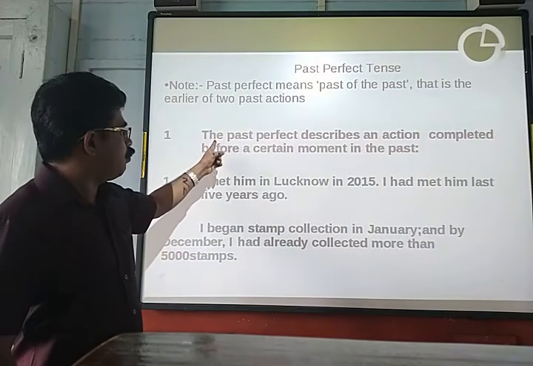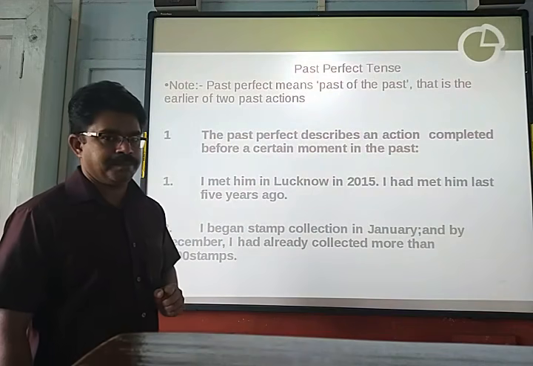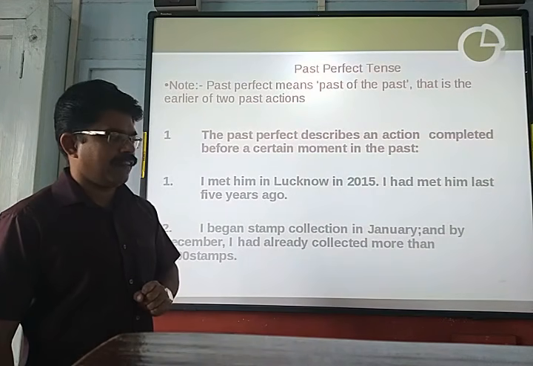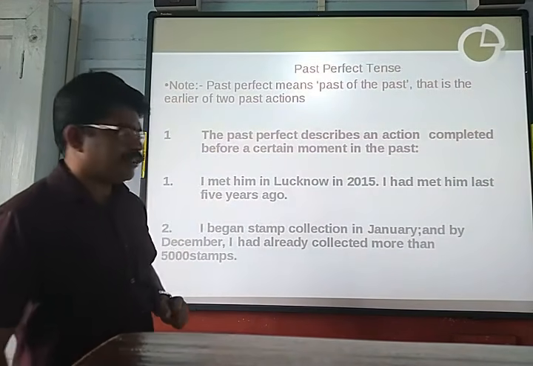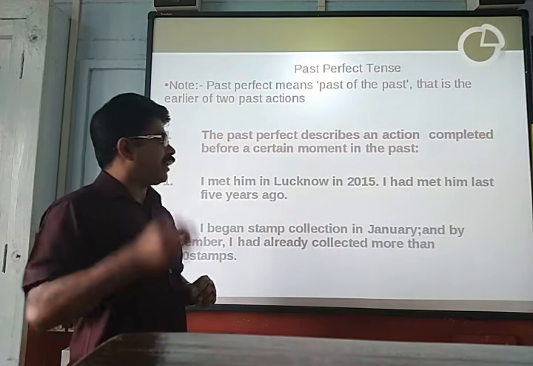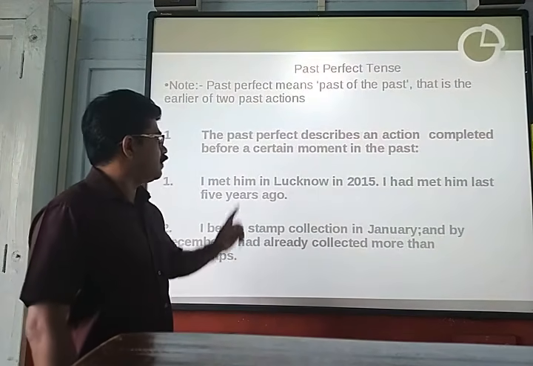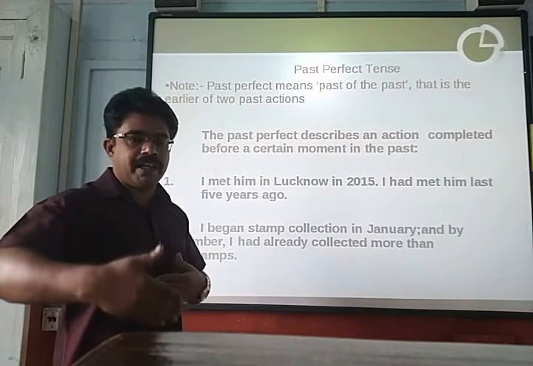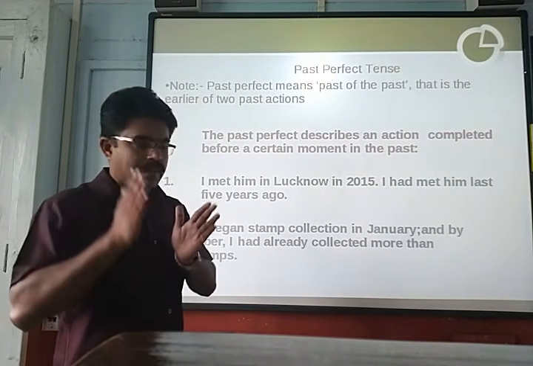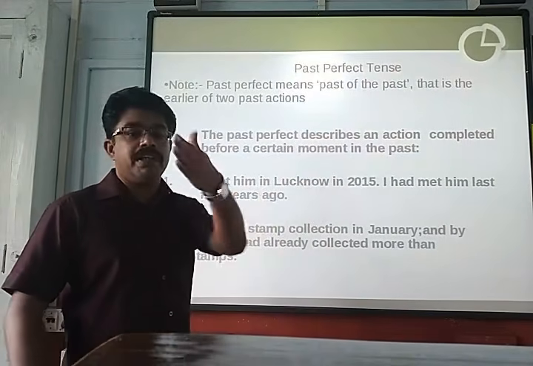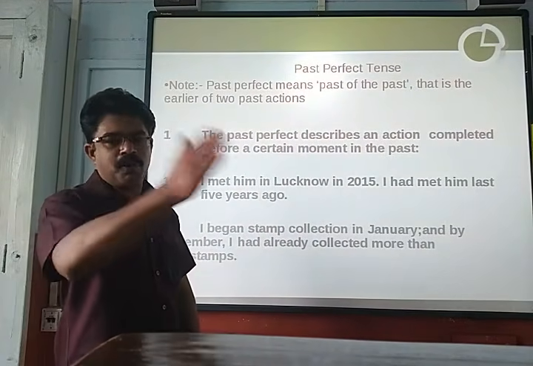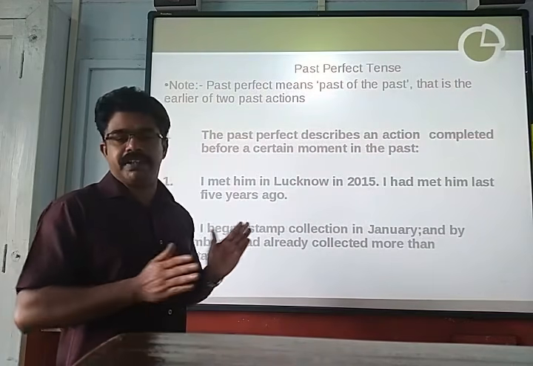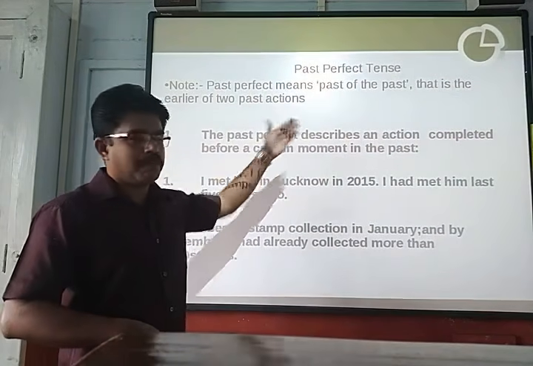Now let us take the first usage. What is the first usage? The past perfect describes an action completed before a certain moment in the past. An activity that has been completed at a certain moment in the past. All those activities that have already been completed. Everything is in the past tense.